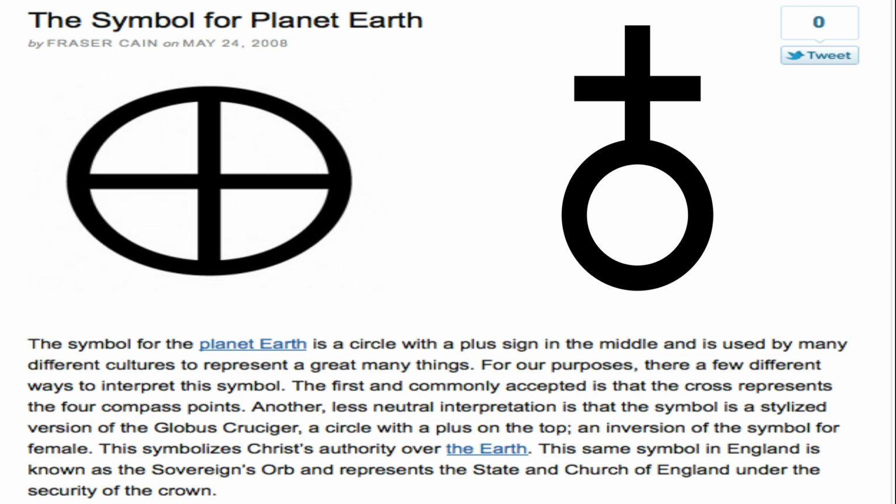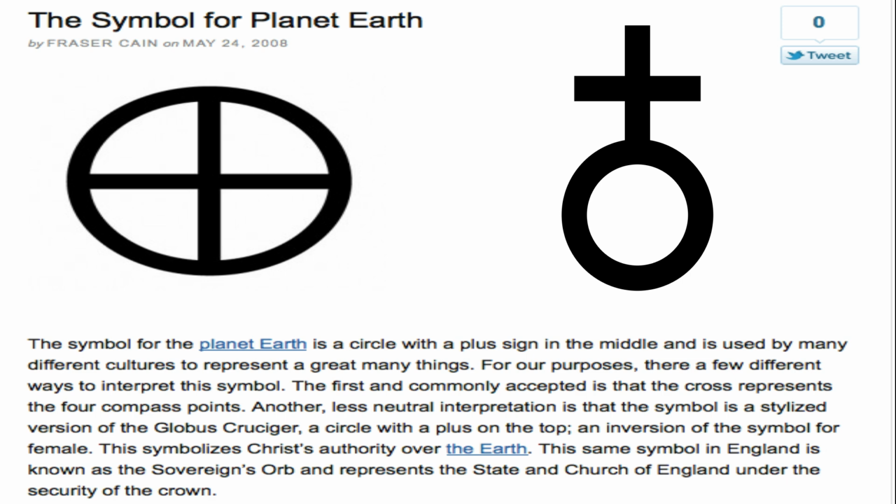Another less neutral interpretation is that the symbol is a stylized version of the Globus Cruciger, what we're talking about today. A circle with a plus on the top, an inversion of the symbol for female. This symbolizes Christ's authority over the earth. The same symbol in England is known as a sovereign orb and represents the state of the Church of England under the security of the crown.